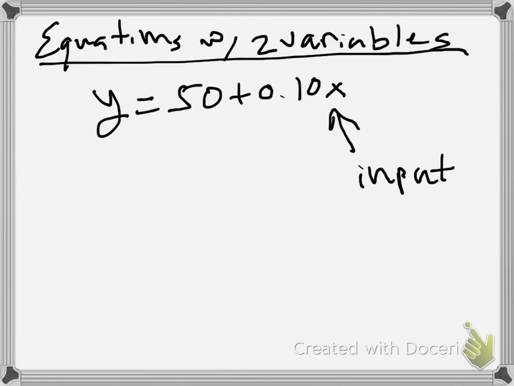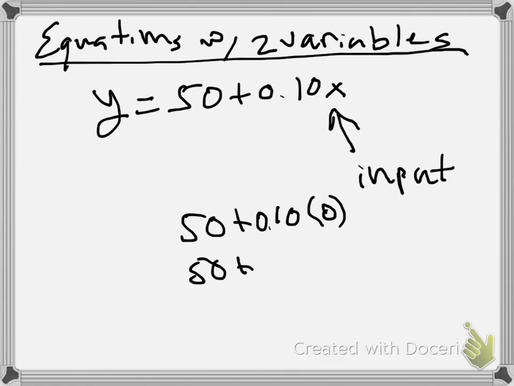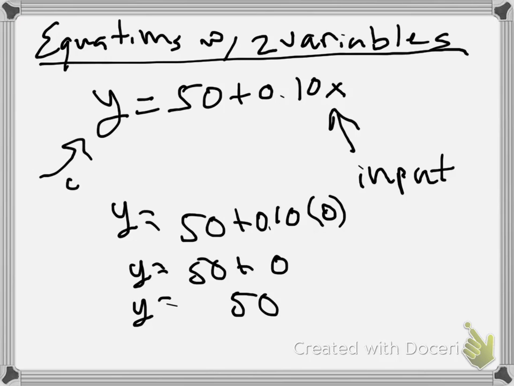And then once you input it, you do the order of operations. For example, maybe I would input an x value of 0. Then I have to do the order of operations, which says to multiply first. 10 cents times 0 is 0. And then I can add. That gives me the result of plugging in an x value of 0. This is called the output. The output is the result.